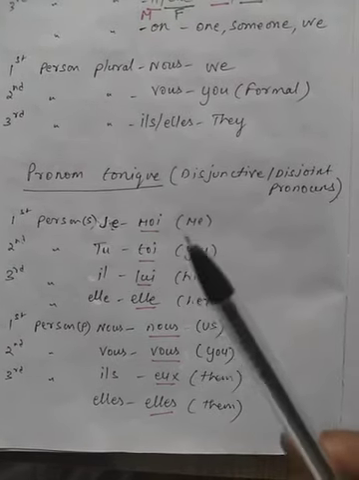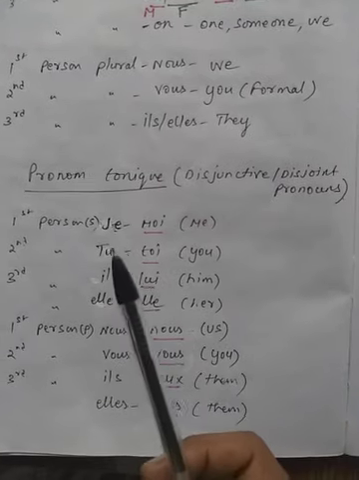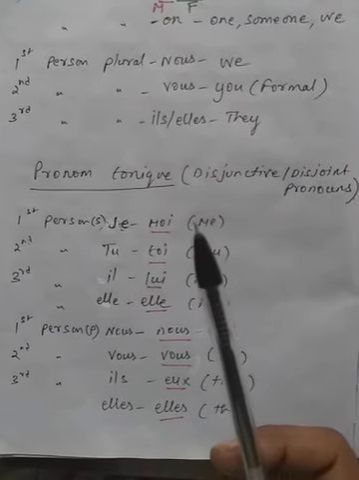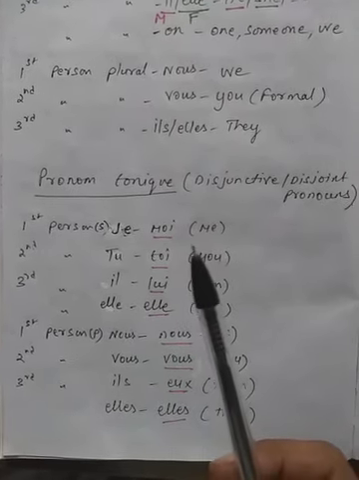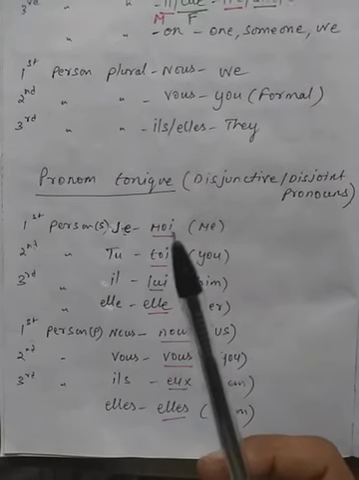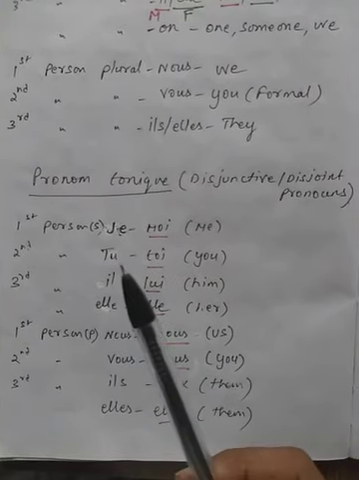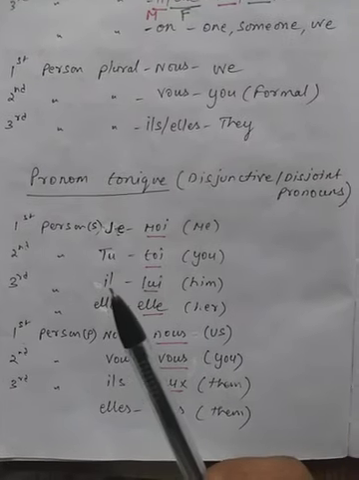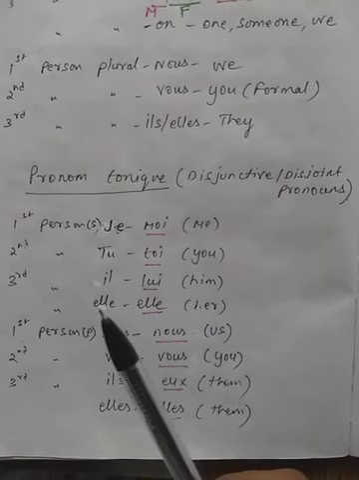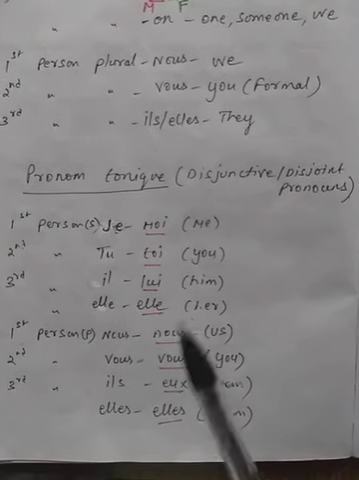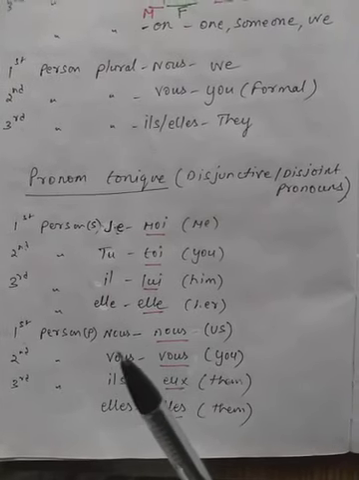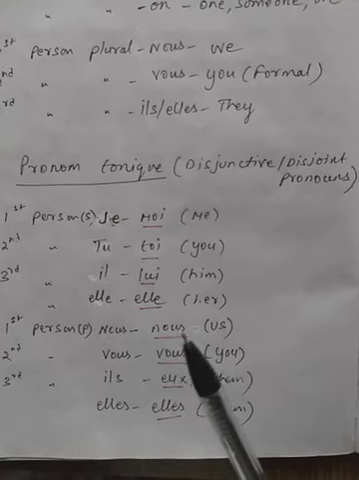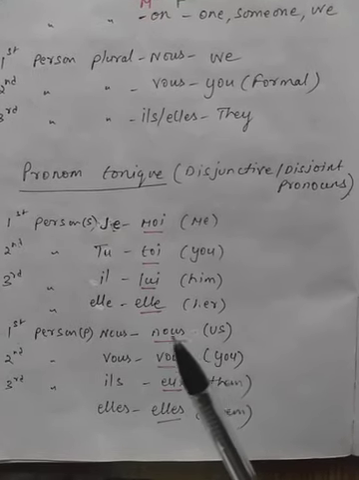If you are using it for the first person singular subject, you have to use MOI. For the second person, use TOI. For the third person, LUI, and for the feminine, ELLE. Then comes the plural. For the first person plural, NOUS, you use NOUS as the tonic pronoun. Both are the same, only the case differs.